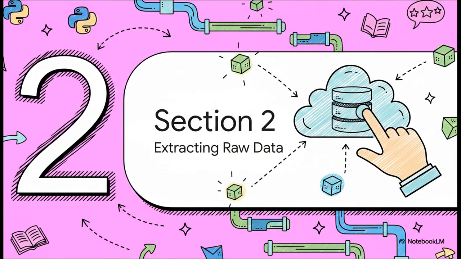Okay, so we know our data is out there, hiding in some system. But how in the world do we get our hands on it? Well, that brings us to section 2, extracting the raw data. Let's figure out how we actually pull this information out.